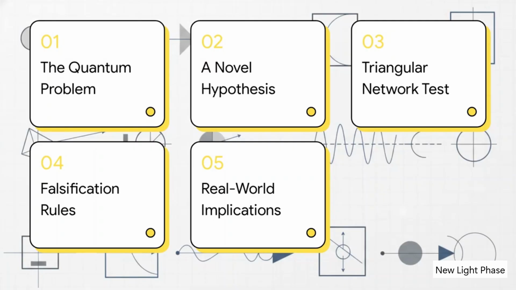Here is our clean, 5-step roadmap for today. Number 1, the core quantum problem. 2, a novel light hypothesis. 3, testing the triangular network. 4, rules for falsification. And 5, real-world implications.